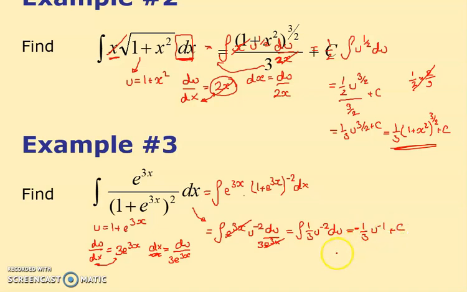And I think now, only now, am I able to write minus a third of u to the minus 1. Well, u was 1 plus e to the 3x, so minus a third of (1 plus e to the 3x) to the minus 1 plus a constant. Now this could go underneath. I'd put it underneath in my example on the slide. But other than that, it's the same thing.